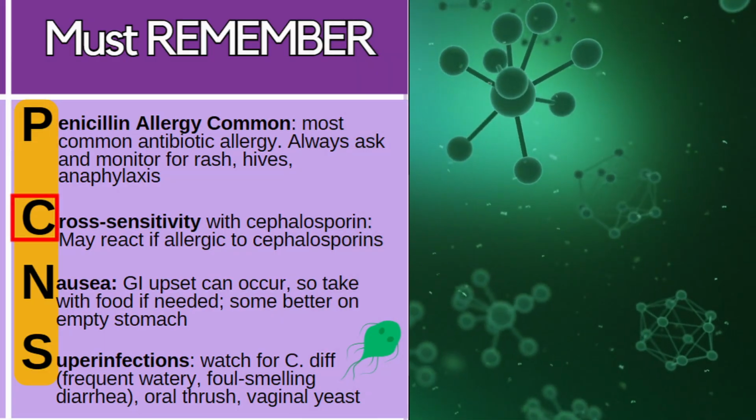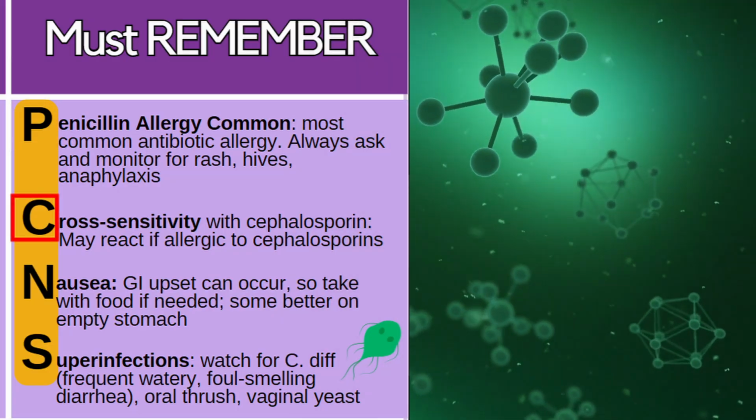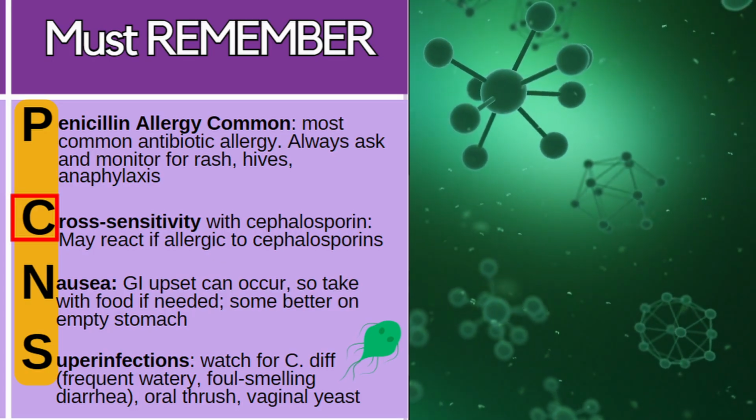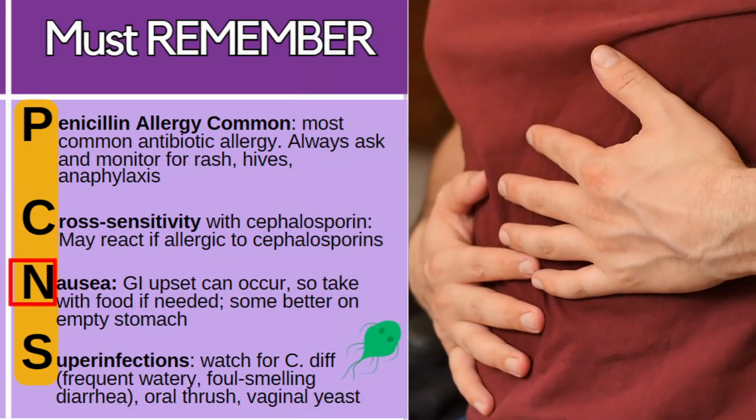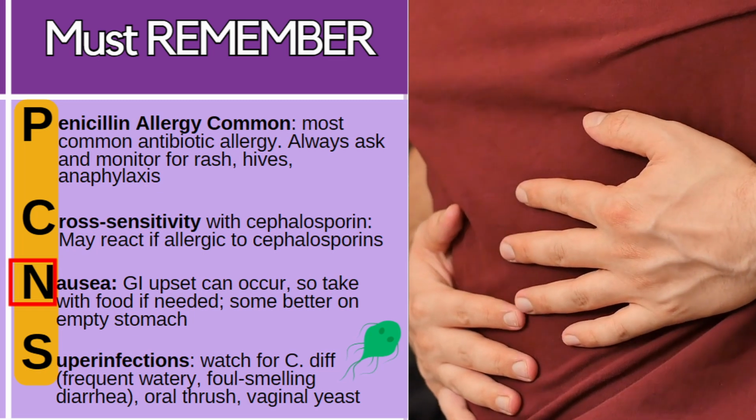C is for cross sensitivity with cephalosporins. So if your patient reacts to penicillins, they may also be allergic to cephalosporins. N is for nausea. So this class can definitely cause GI upset.